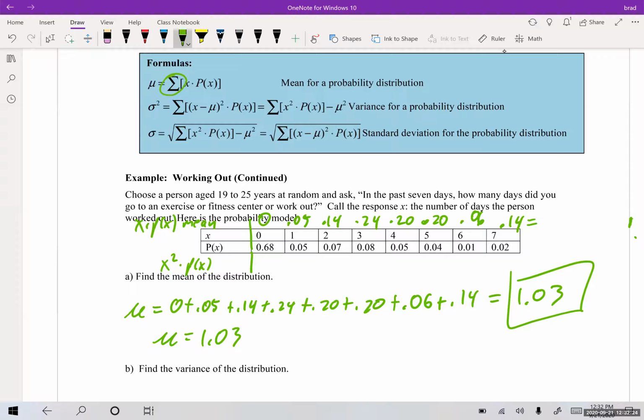So x squared would be 0, times this would be 0. X squared would be 1, times this would be 0.05. X squared would be 4, times 0.07 would be 0.28. That would be 9. That would be 0.72. That would be 16 times 5, that would be 0.80. That would be 25 times that. So that would be, I think, 1. Yeah, I'm sorry, 25 times 0.04 would be 1. The next one would be 36. So this would be 0.36. And the next one would be 49. So that'd be 0.98, I believe.